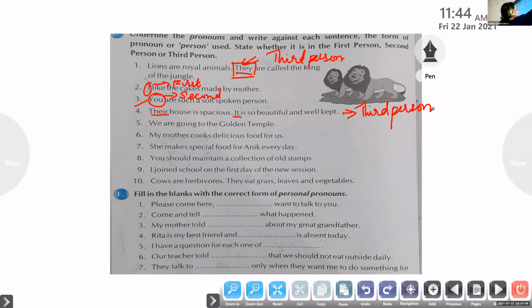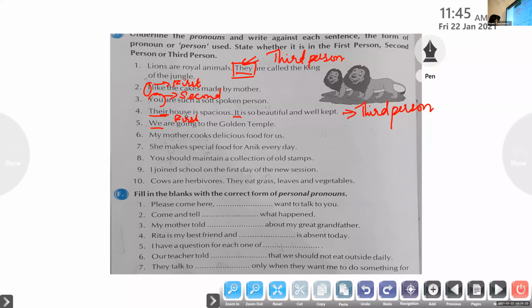Okay. Now we'll do one more. Niranjan, come on, do the next one. Louder. We are going to the Golden Temple. Pick out the pronoun from the sentence. We. Very good, we. So, which person does it stand for? First. We, very good, first person.